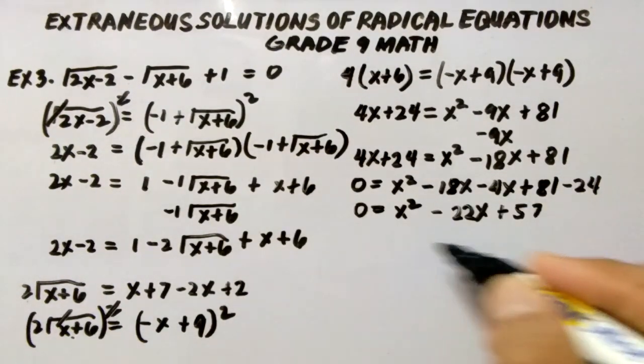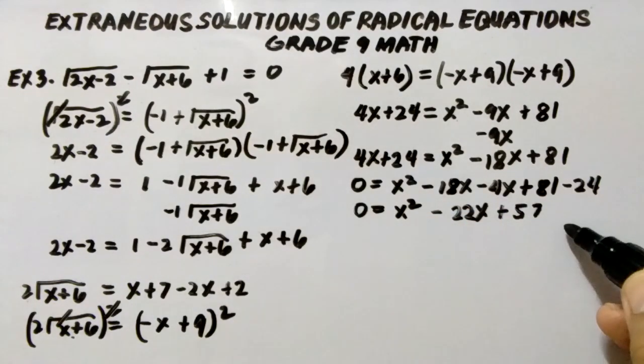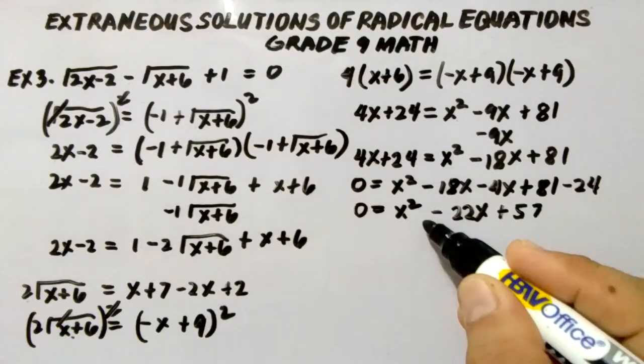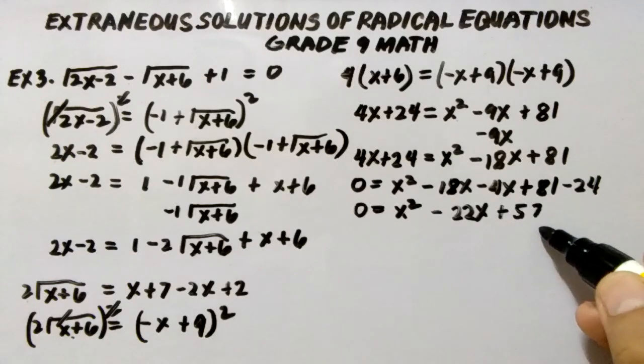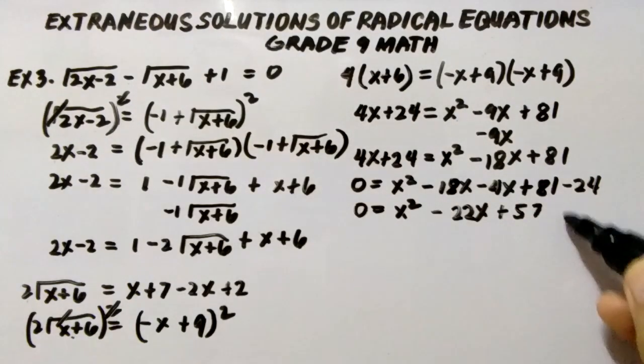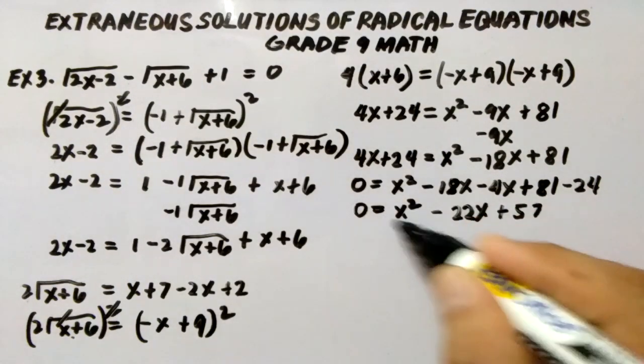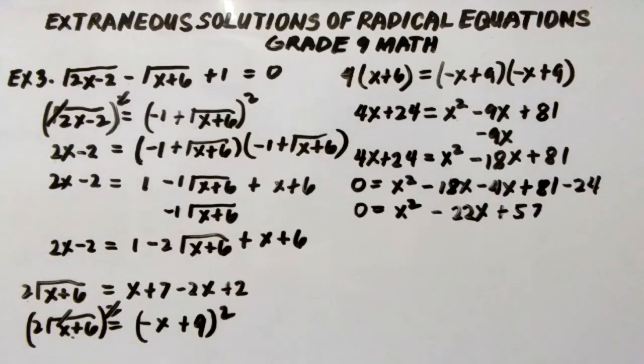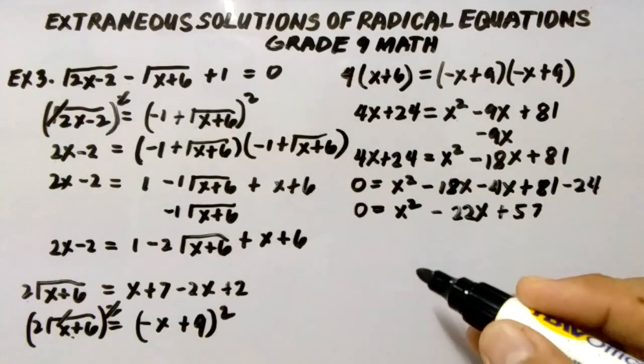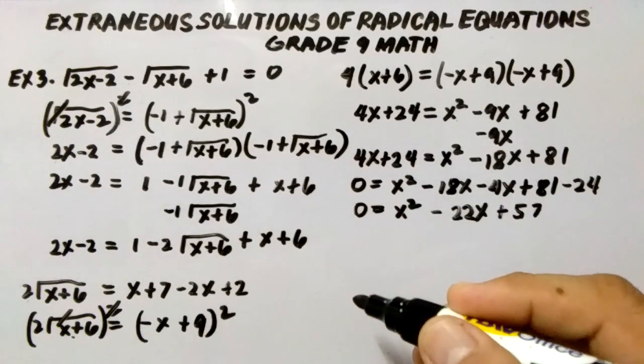Okay. So, meron po tayong quadratic equation. So, we have x squared minus 22x plus 57. So, hahanapin po natin ang factors nito, using trial and error method, katulad po ng ginawa natin kanina.